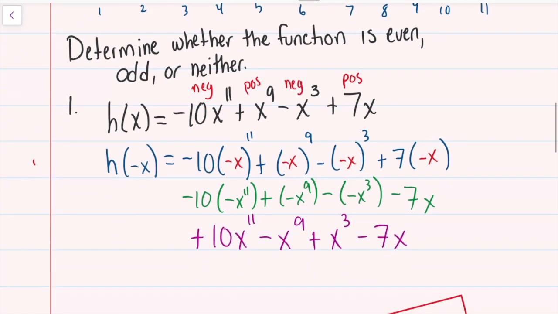Well, let's look at the new answer, guys. This was negative, but now this is positive. This used to be positive, but this term is now negative. This used to be negative, but this term is now positive. And the last term is now negative. So because each single term completely flipped, that's how we know it's an odd function.